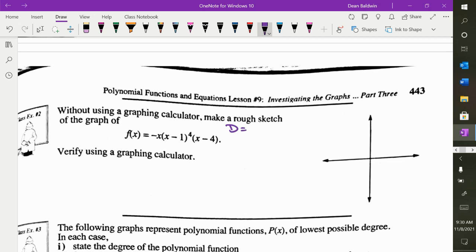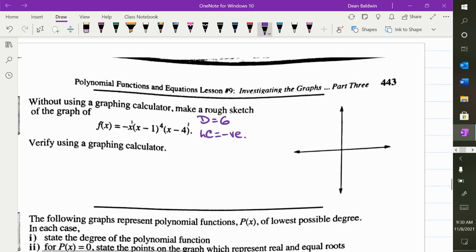Not 4. It's not 5. Oh, did you say 6? Oh, sorry. Degree is 6. That's right, because x to the 1 and that's 1, so we get 6. What's the leading coefficient? Negative. So if the degree is 6 and the leading coefficient is negative, what are the arms doing? They're both down.